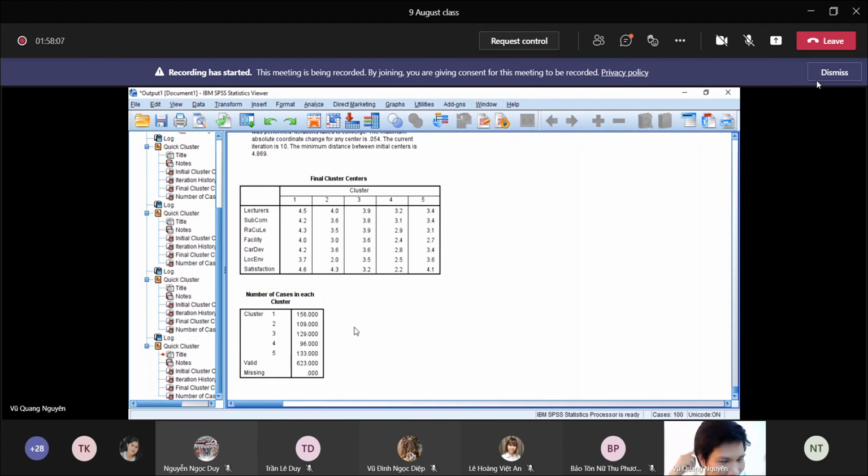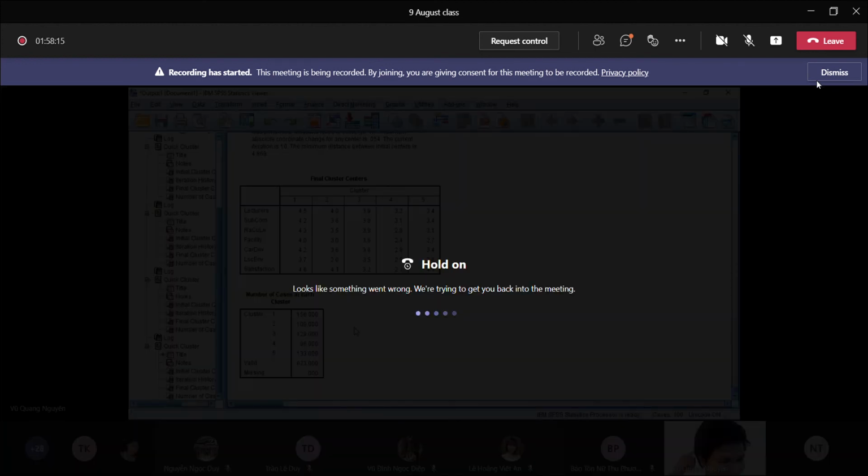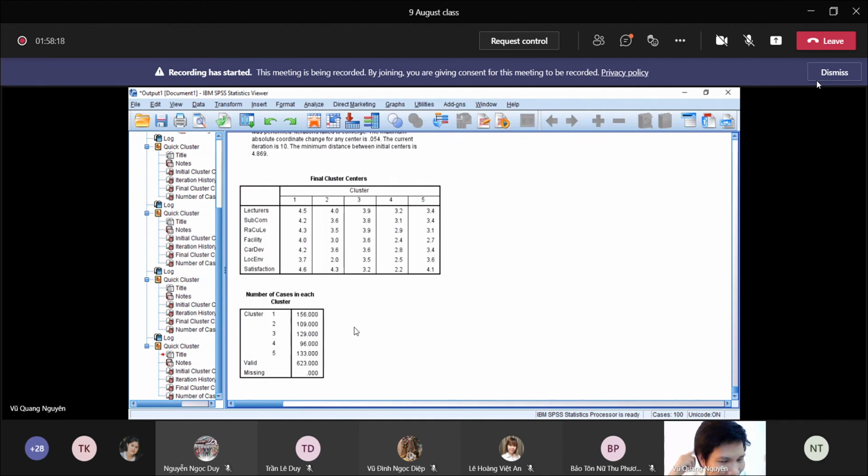Example here is 109. I don't know. Something very sad. You can see that cluster 5 here, 133 over 623 students, do not care about study. They only care about the location environment of the university, and the number of them is higher than cluster 2, higher than the students who care about studying. Oh my God. See, it is sad.